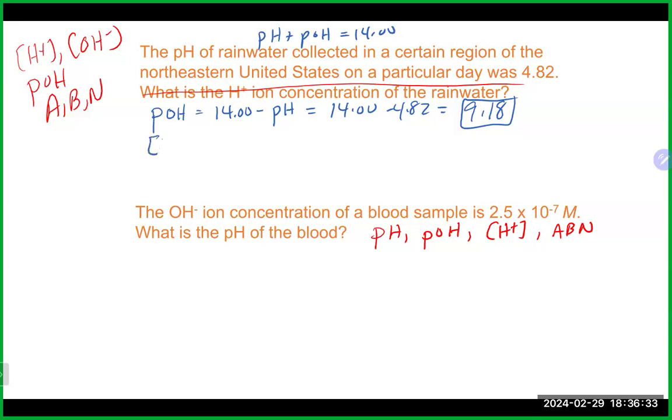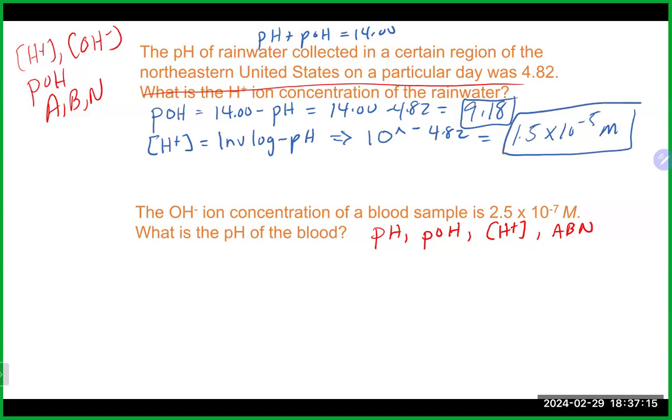Now I can get my H plus concentration as well from my pH. So again, the H plus concentration will equal the inverse log of the negative pH. On your calculator, when you punch that in, you probably will be looking like a 10 and a caret type of thing on your screen. Remember to make it negative 4.82, and that will get you 1.5 times 10 to the minus 5 molar in this particular case.